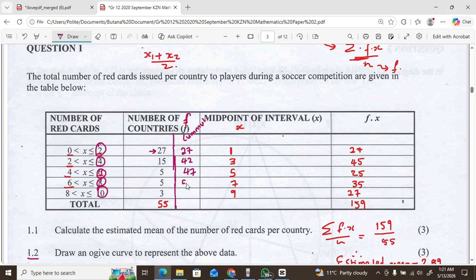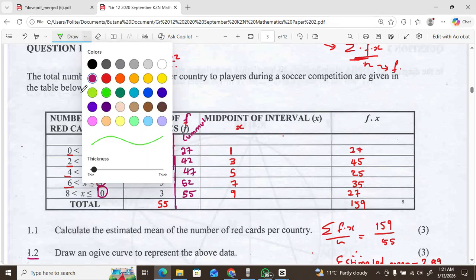I'm going to put my 52 here. From 52, we add 3. That gives us 55, if I'm not mistaken. Yes, that will give us 55. Okay, so I'm going to write this down here and say the last one is 55. So now let's talk about plotting the ogive graph.